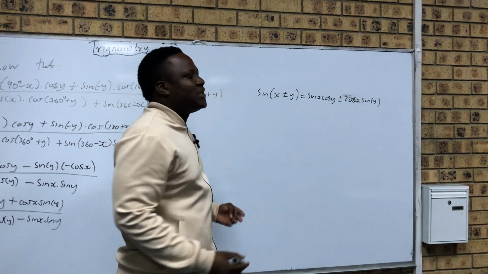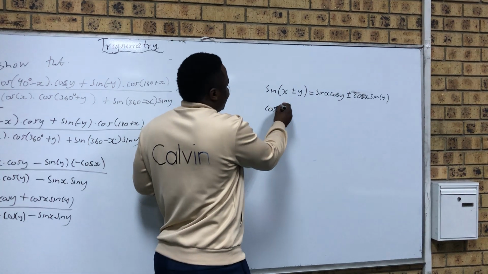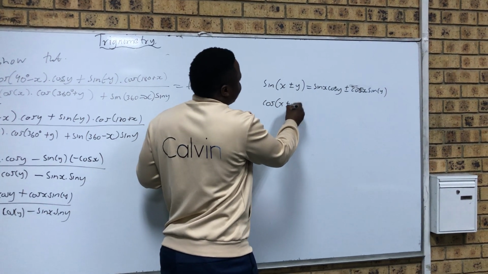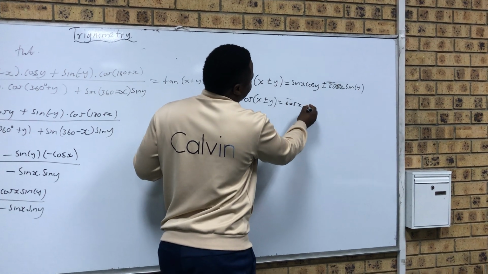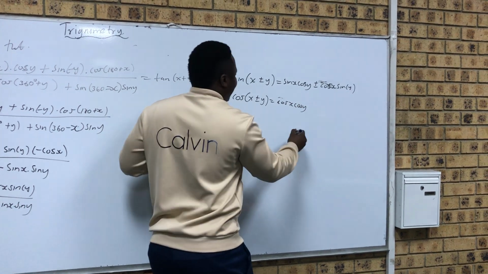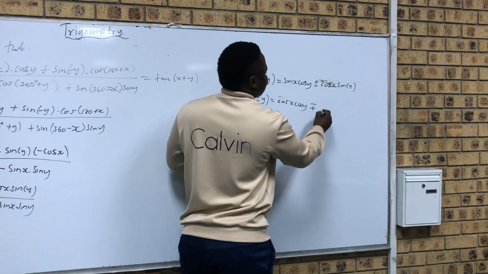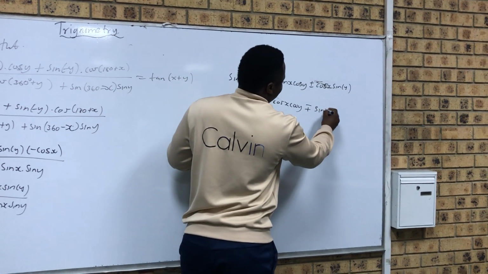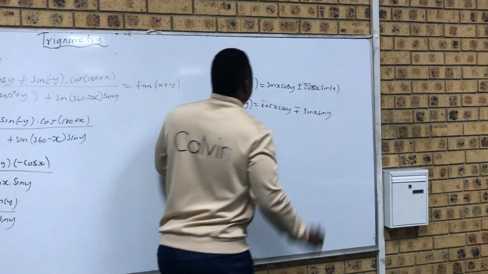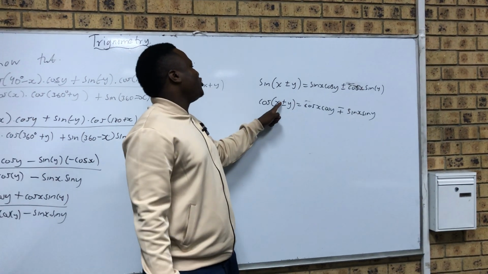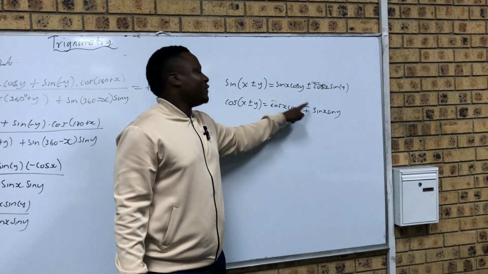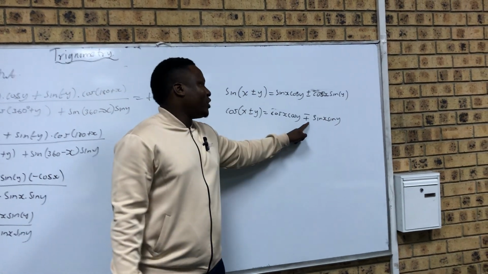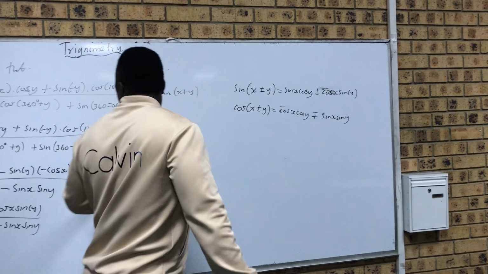But then this changes when you have cos. When you have cos of x plus or minus y, you're going to have cos x cos y, then negative plus, sine x sine y. I want to explain this negative plus. When you have cos of x plus y, here you're going to have negative. When you have negative, here you're going to have positive.